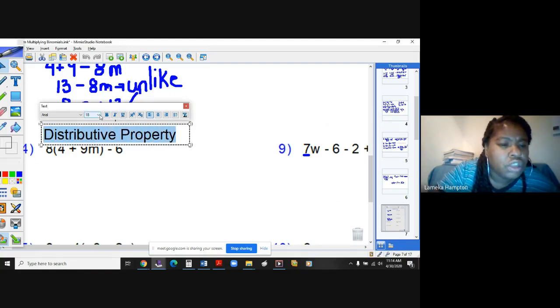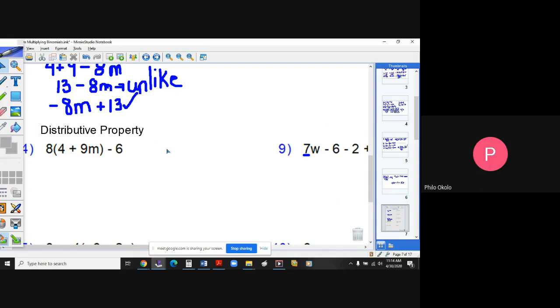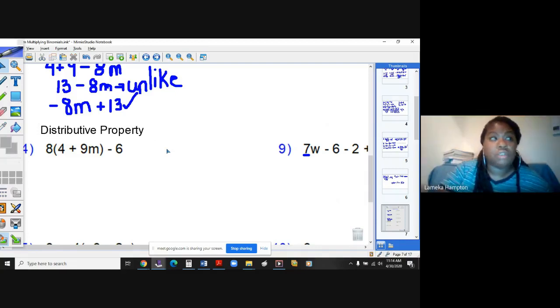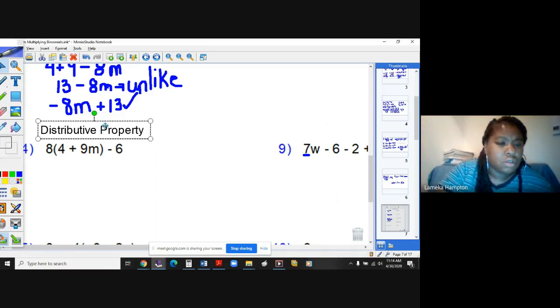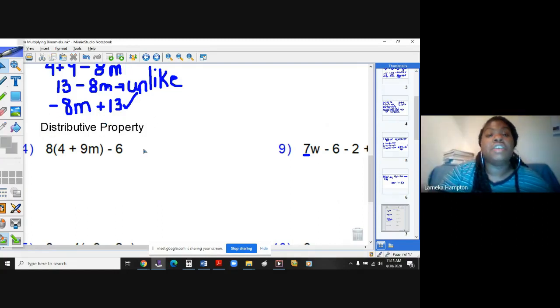All right. So what does the word distributive mean? And if you don't know, just say, Miss Hampton, I don't know what the word distribute means. I mean, it's okay. All right, there we go. I'll put that up there. To dish out, to distribute. Yeah, to give.